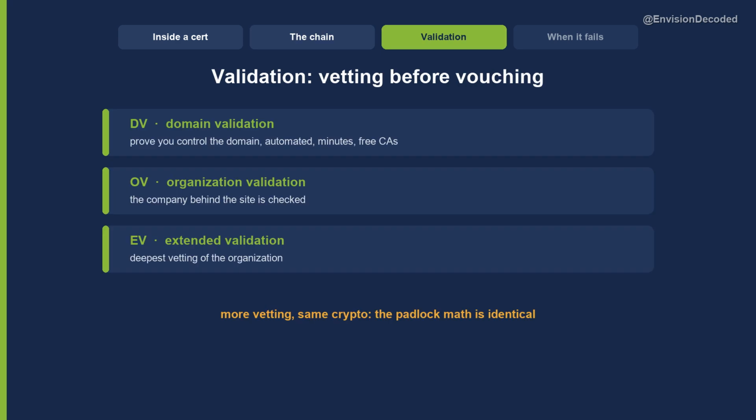So who checks the applicant? Before signing, the authority runs validation. For most sites, that is domain validation. Prove you control the domain. Automated and done in minutes. This is what free CAs do. Businesses can go further. Organization and extended validation, where the company itself is verified. More vetting, same crypto, the padlock math is identical.